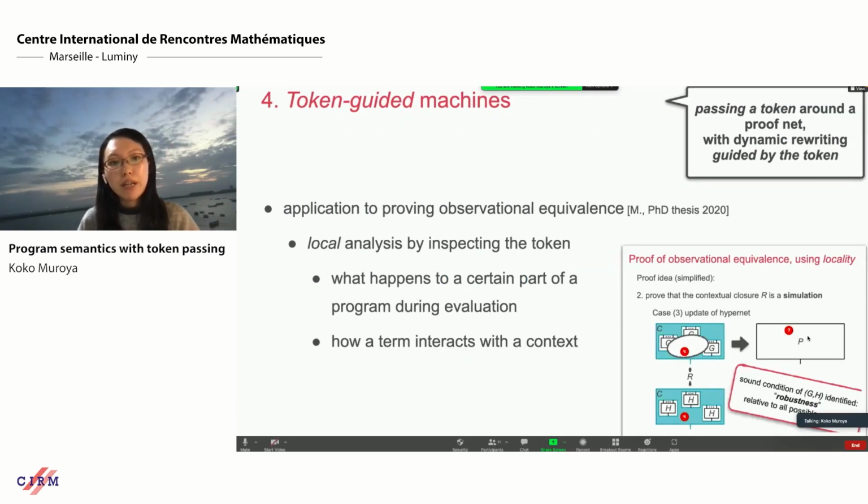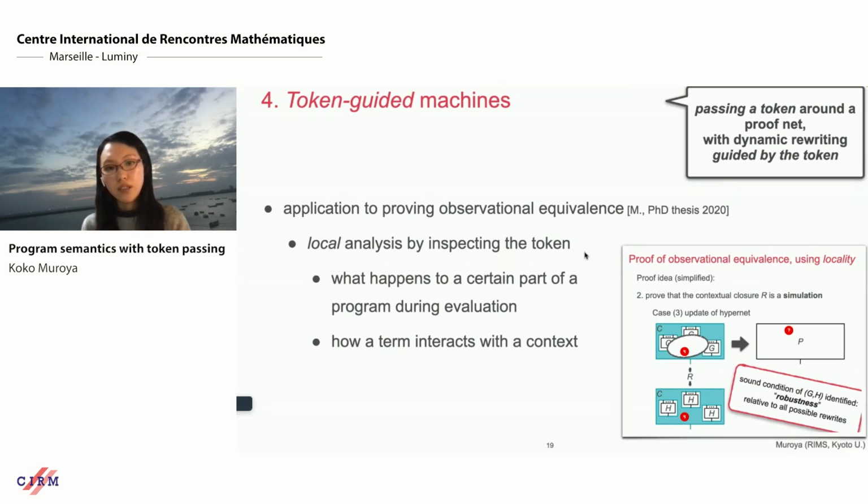And there's also an application to proving observational equivalence using these kind of token-guided machines. So the point is that because the token rules everything, we can analyze program evaluation by inspecting the token locally. So we can analyze what happens to a certain part of the program during evaluation, and how a term interacts with the context. So these are kind of questions that we have to ask when we try to prove observational equivalence.